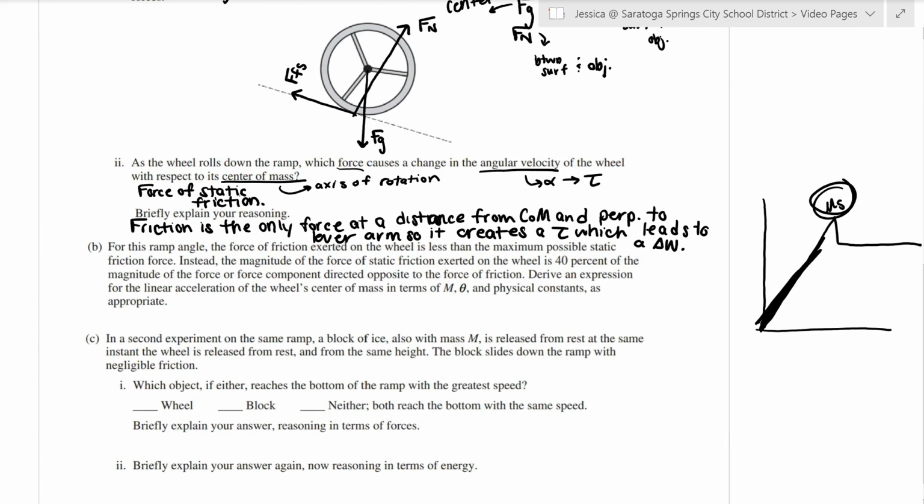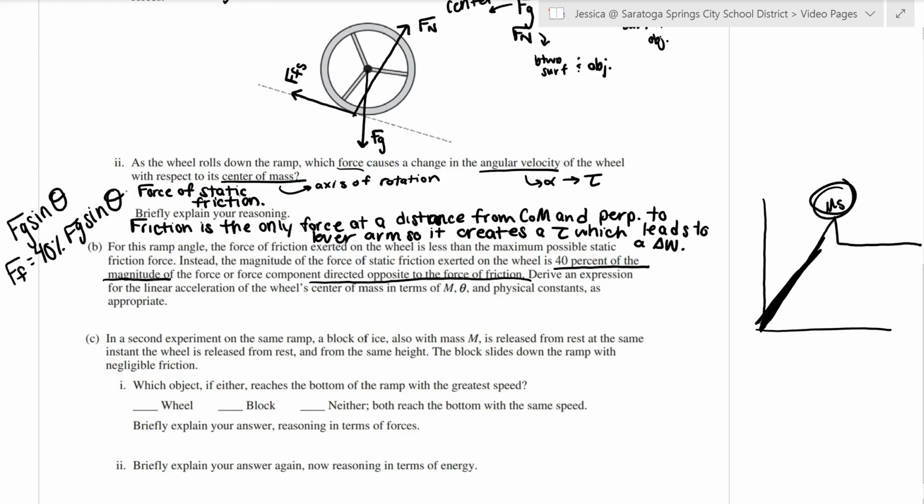So instead, the magnitude of the force exerted on the wheel is 40% of the magnitude of the force or force component directed opposite the force of friction. Okay, so the force directed opposite the force of friction is the force pointing down the incline, since friction points up the incline. Well, what points down the incline? Fg sine points down the incline, which means that my friction force is 40% of that Fg sine component.